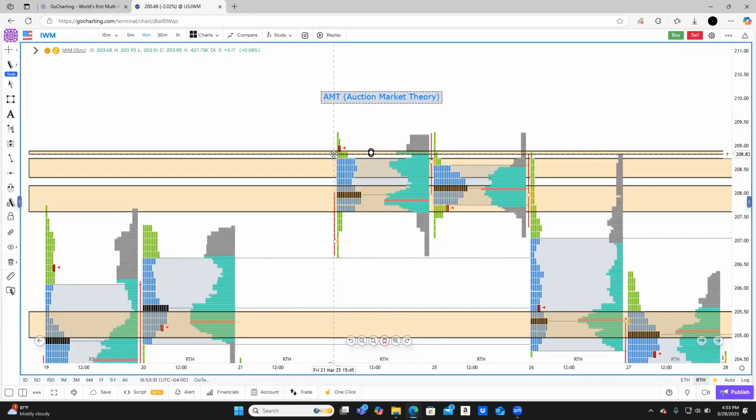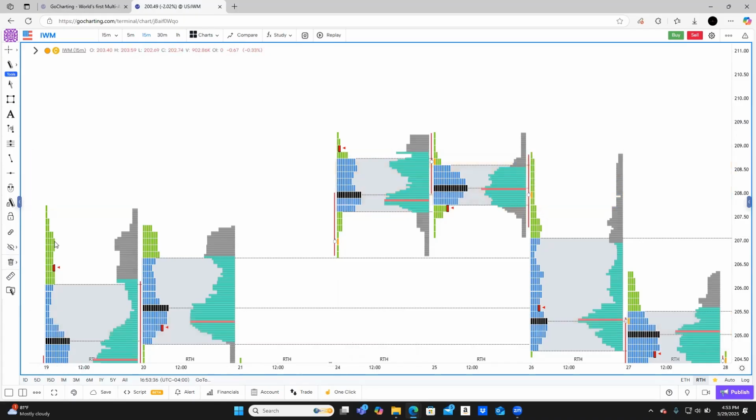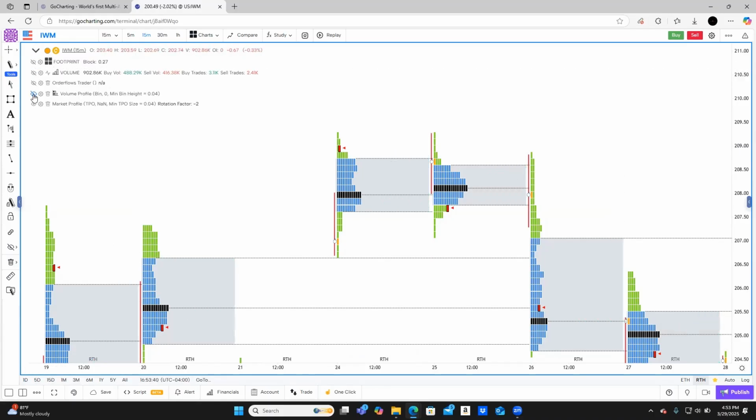You fade from the top of value. So if I was to go ahead and hide it, just like you would play if it was regular. Let me move volume profile a little way as well. So how would you play it?